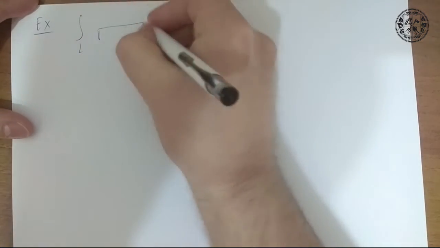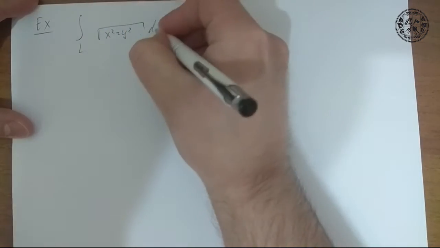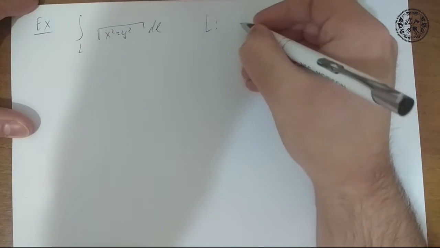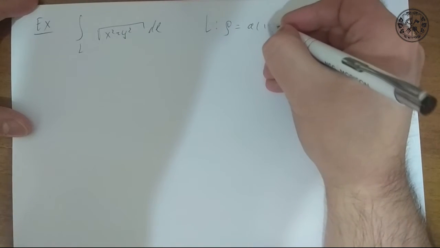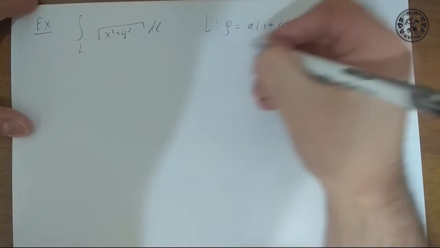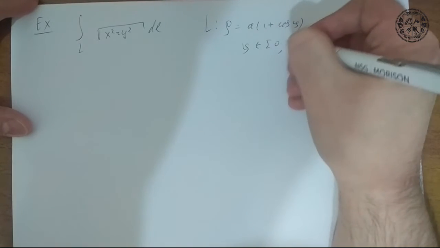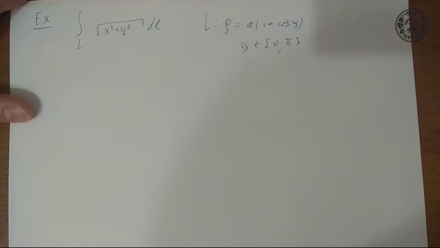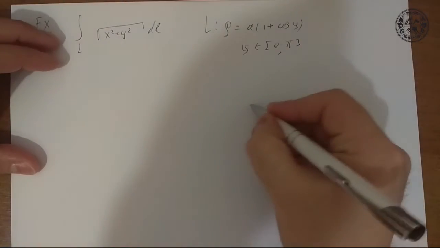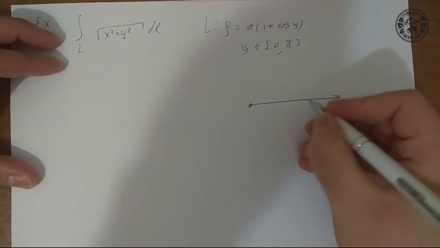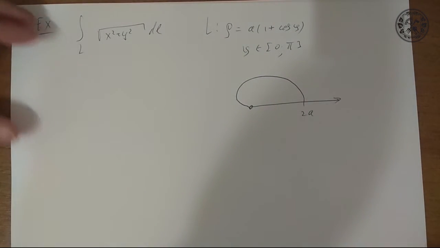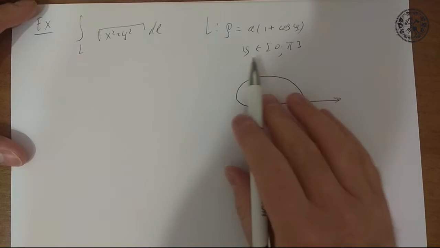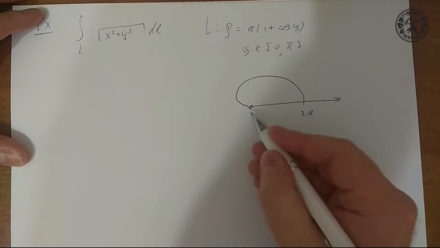Next example, we have the integral over L of the square root of x squared plus y squared dl, where L is specified as a polar curve, rho equals a times (1 plus cosine phi), phi from 0 to pi. Actually, this is a cardioid curve, which looks something like that. For this interval, if we have phi from 0 to 2 pi, we'll get the same element here.